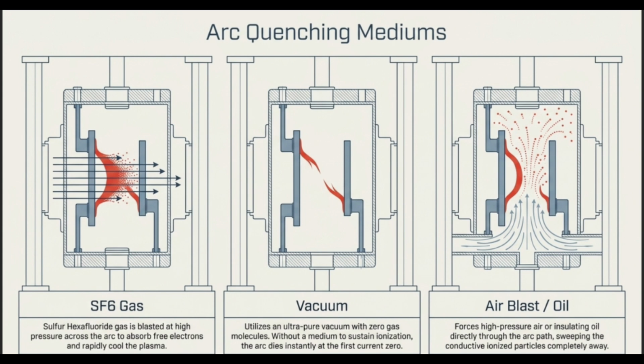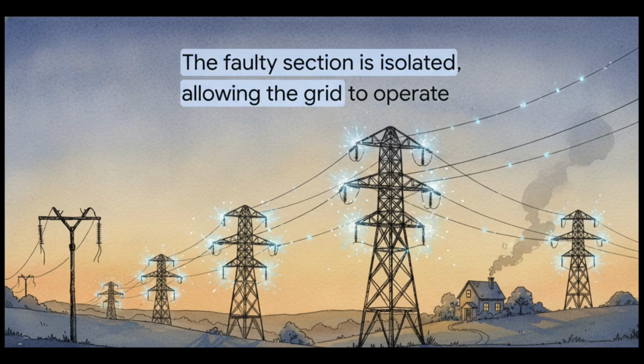Others are vacuum breakers, which open the contacts in a pure vacuum. Since there are literally zero gas molecules in a vacuum to sustain the ionization, the arc dies instantly. Older designs use high-pressure air or insulating oil to literally sweep those ionized particles right out of the way. Once that arc is finally extinguished, it's over. Just like that, the crisis is averted. The violent anomaly is completely isolated, boxed out.